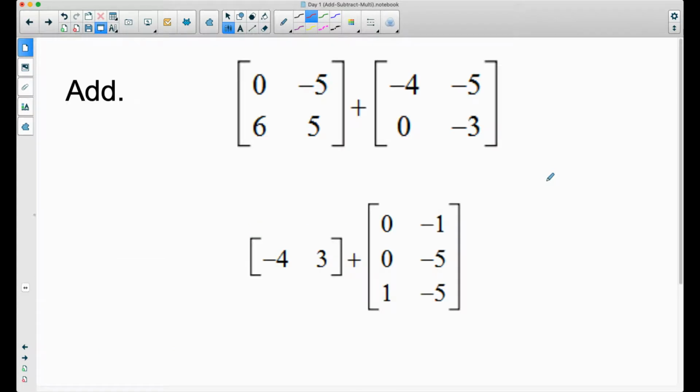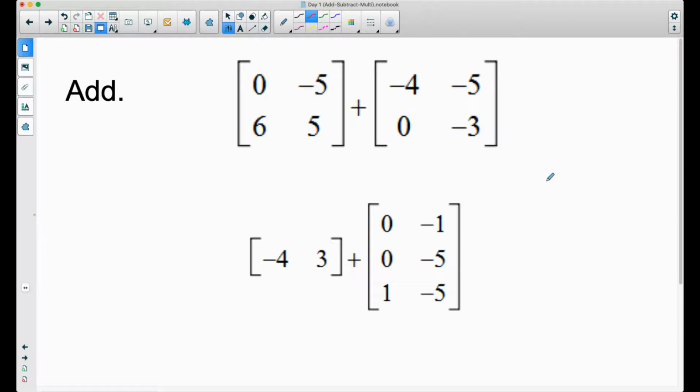So adding and subtracting. You have to have the same dimensions the whole way through, okay? You cannot add a 3x4 with a 2x3. You have to add a 2x2 with a 2x2, a 3x3 with a 3x3, and so on, okay? The reason for that being is you have to be able to match up each position and add them together.